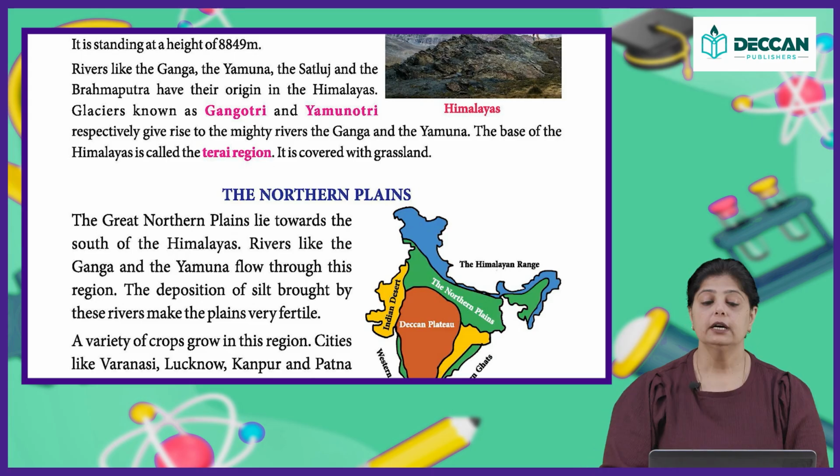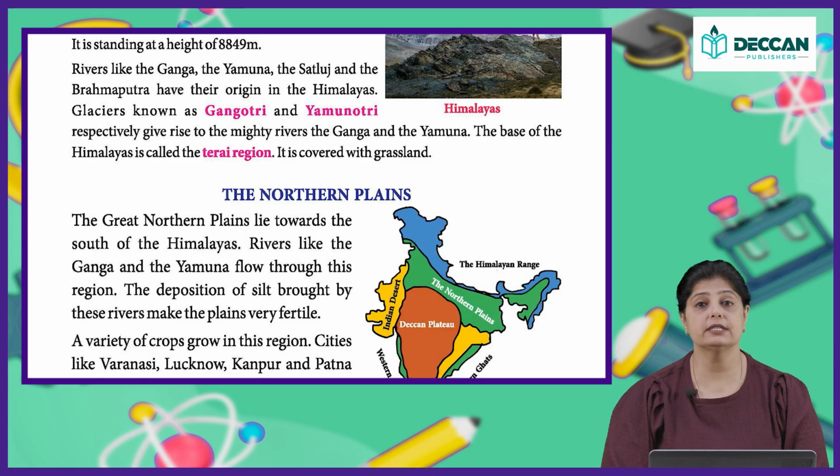The base of the Himalayas is called the Terai region, and it is covered with grassland. So the bottom part of the Himalayas, the base of it, is known as the Terai region, and it is covered with grasslands.